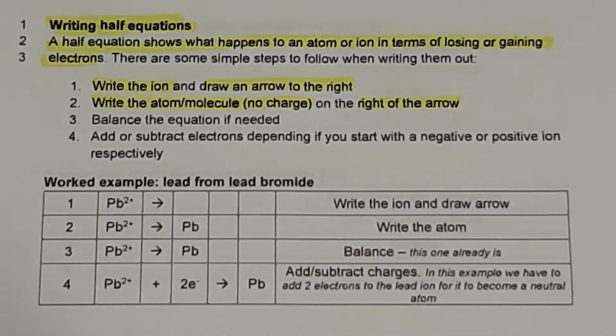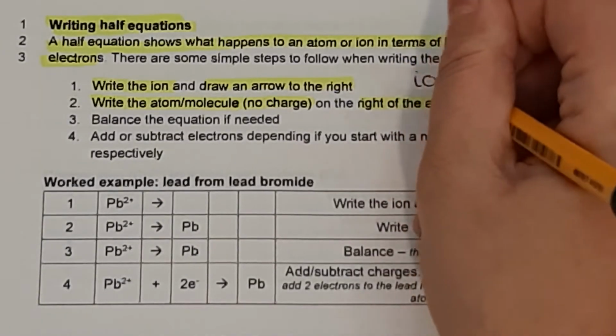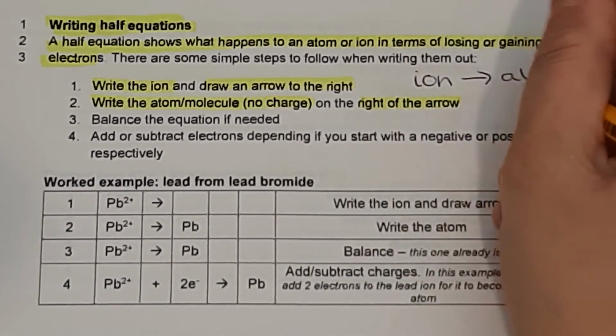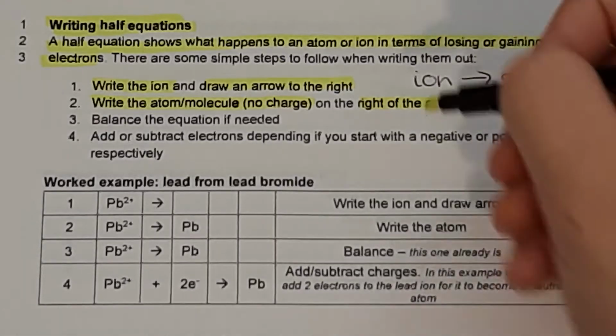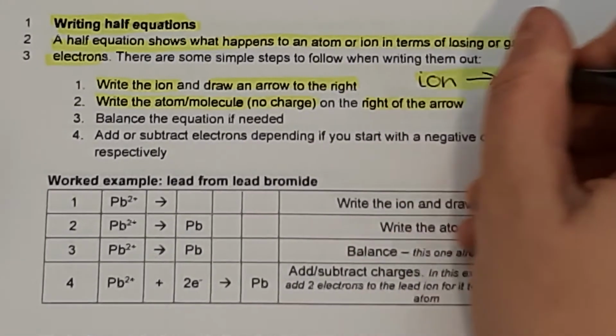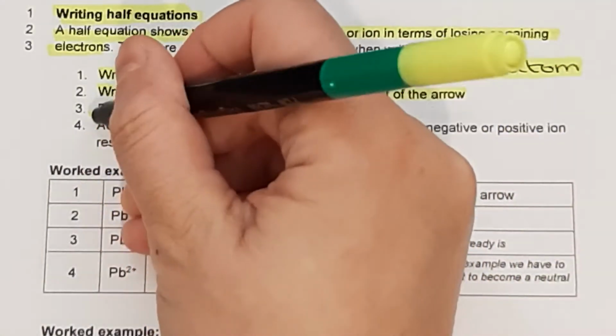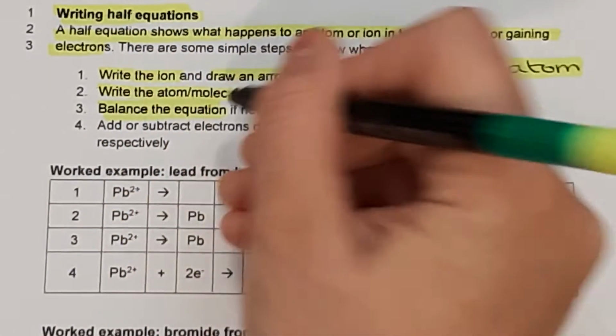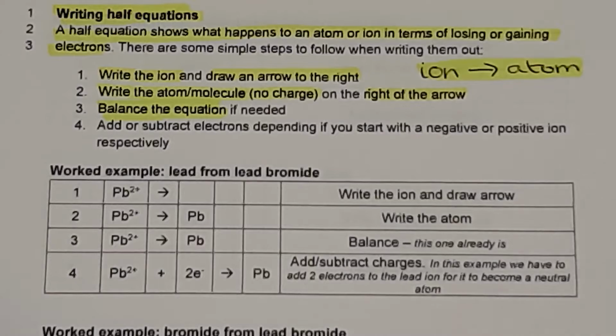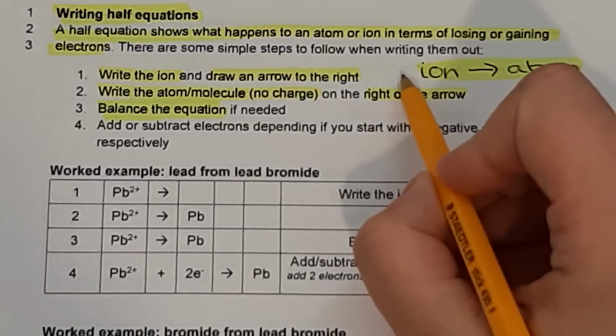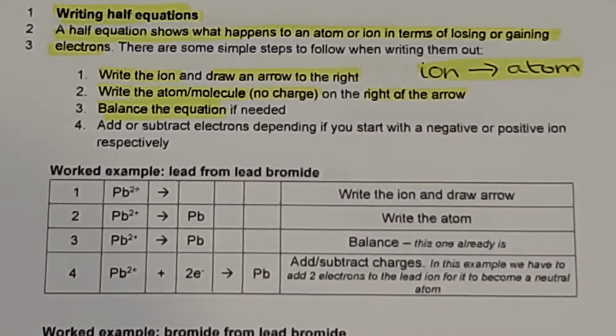Okay, so at this point you've got your ion, your arrow, and your atom. Okay, so this is what it should look like so far. Ion, arrow, atom. So now you're going to need to balance the equation. Now that's not always required, but sometimes it is. It might be that you have one ion makes an atom, but the atom is diatomic, such as O2, in which case you would need 2 ions to make one diatomic atom. That's an example of how you might need to balance it.